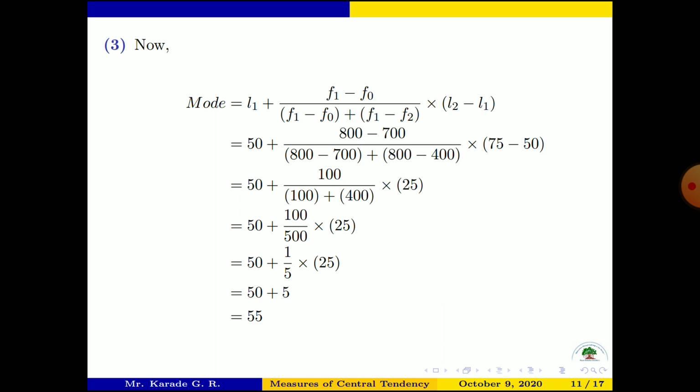So 55. Therefore the mode of the given grouped frequency distribution is 55. Okay, so it is very simple to find out the mode if we know the formula.